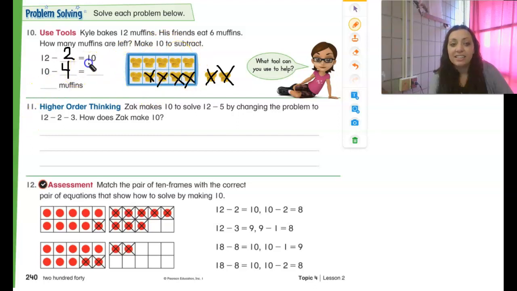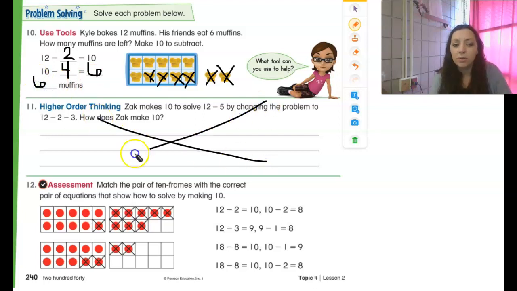5, 6. Now, some of you guys might just have thought about this and said, hey, I know this. I know that 12 is 6 plus 6. So if one of them ate 6, the other part had to be 6. And that's why we talk about different ways to do it, because it might make sense to you guys, but it doesn't make sense to other people.